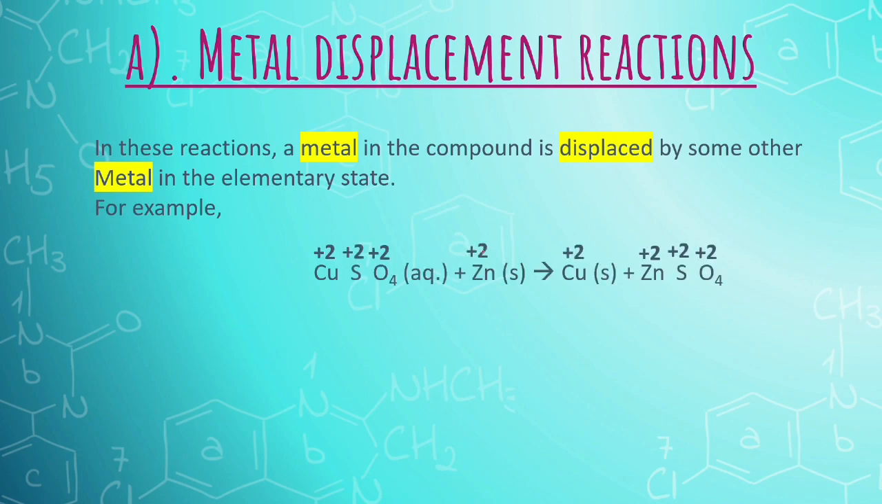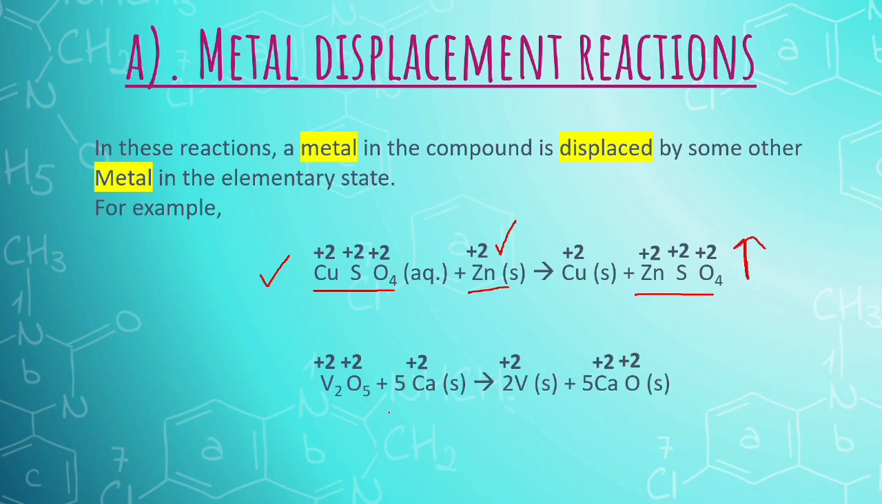For example, copper sulfate reacts with zinc. In this compound, copper is a metal and zinc is also a metal in its elementary state. When the reaction proceeds, zinc displaces the copper and forms zinc sulfate. In the other reaction, vanadium pentoxide reacts with calcium. Now calcium displaces the vanadium and forms calcium oxide. These reactions are examples of metal displacement reactions. In these reactions, a metal is displaced by some other metal.